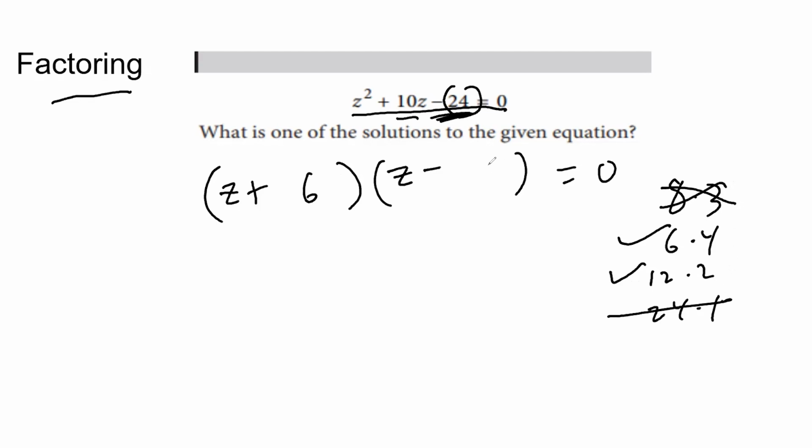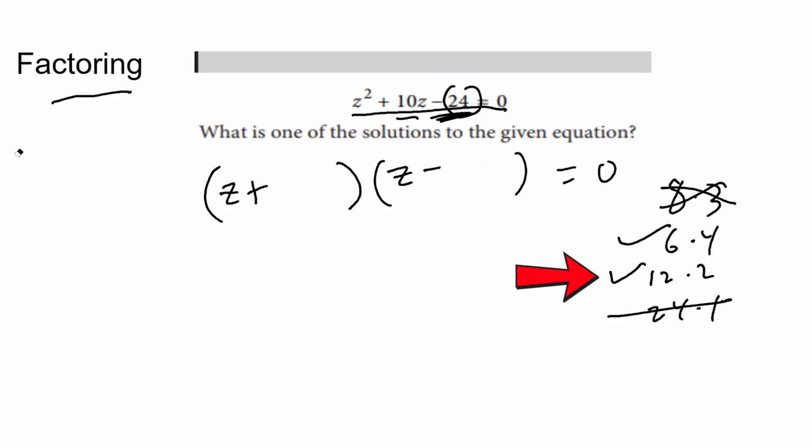If I put 6 and 4 in, that's going to give me 6z and negative 4z, and that's going to give me 2z. So it can't be that. Let's try switching the 4 and the 6 around. Let's see, 4 here, 6 here. All right, this will give you 4z and negative 6z. That's not going to work. So let's hope that the 12 and 2 work.